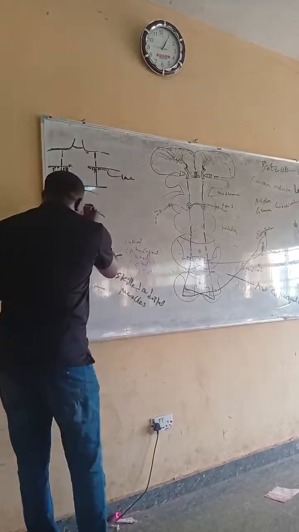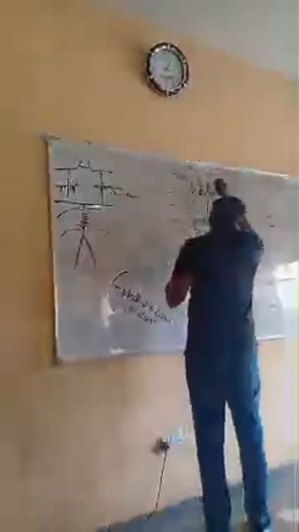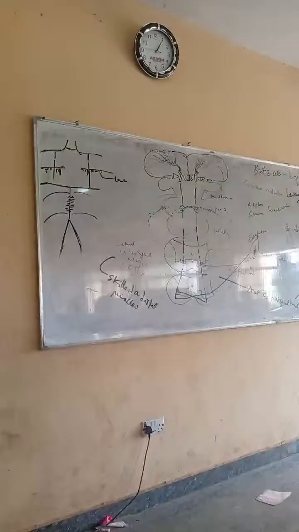Then we have what we call the lenticulostriate artery. It usually supplies this structure. Now, in persons that have severe hypertension, that artery can rupture, right?